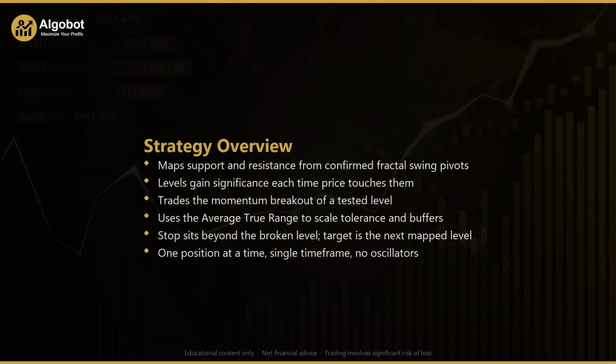A level only becomes tradable once it has been touched a minimum number of times, set by the minimum touches parameter, which defaults to 2. Once a level has earned that status, the strategy waits for a momentum breakout through it.